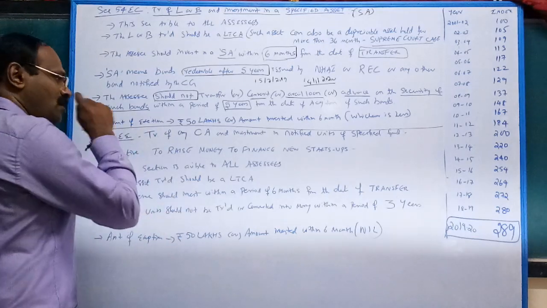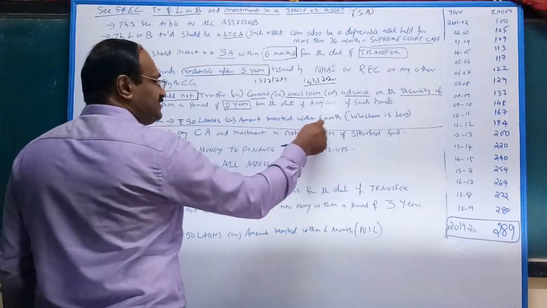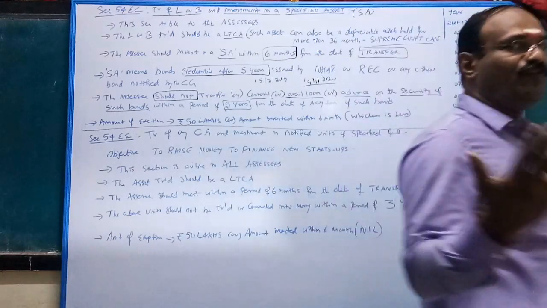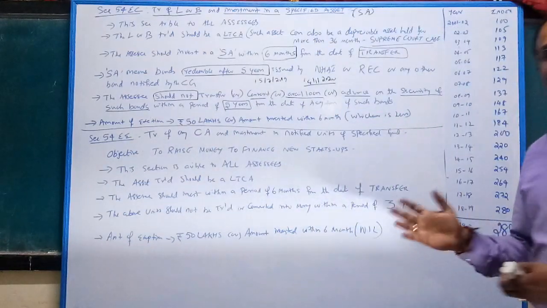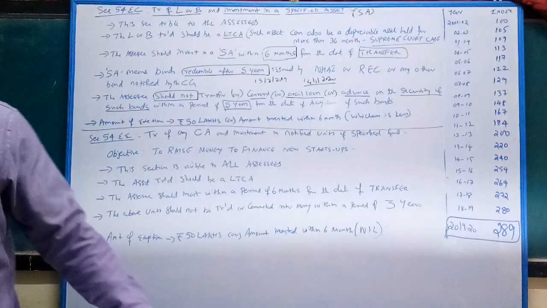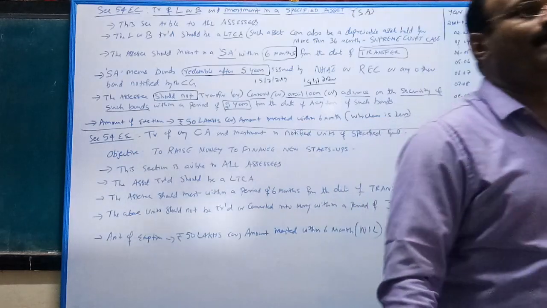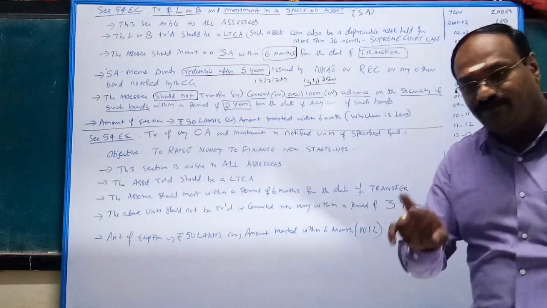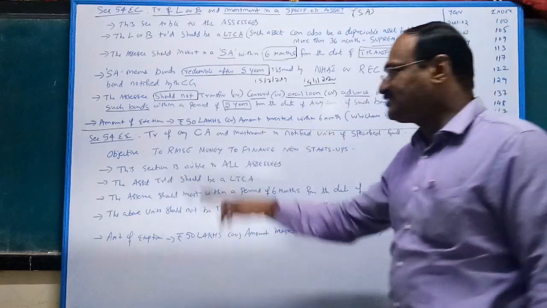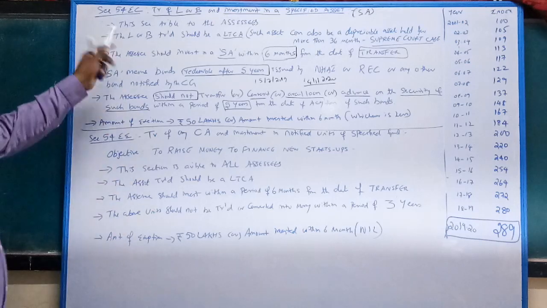Amount of exemption: rupees 50 lakhs or the amount invested within 6 months, whichever is less. Suppose the assessee invested 40 lakhs. How much is he going to claim? 50 or 40, whichever is less, 40. Suppose the assessee invested 60 lakhs. The provision says 50 or 60, whichever is less, so 50. So maximum you can claim is 50 lakhs. Any doubt? That is section 54EC, easy.